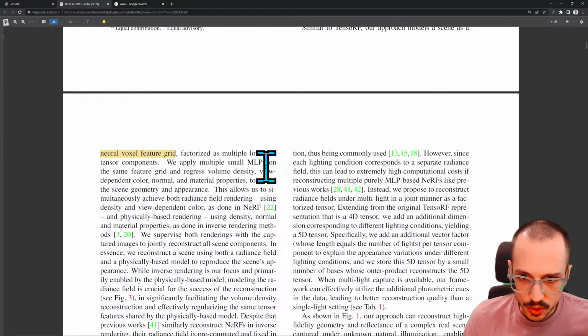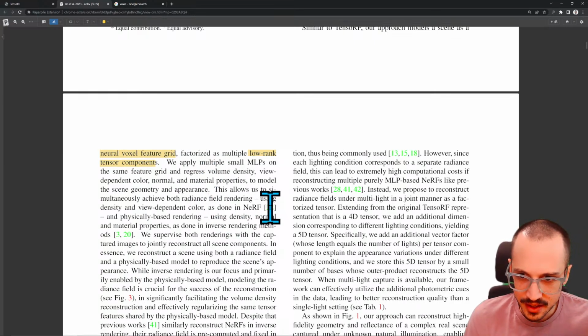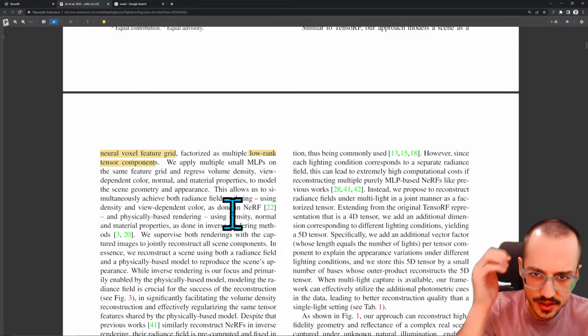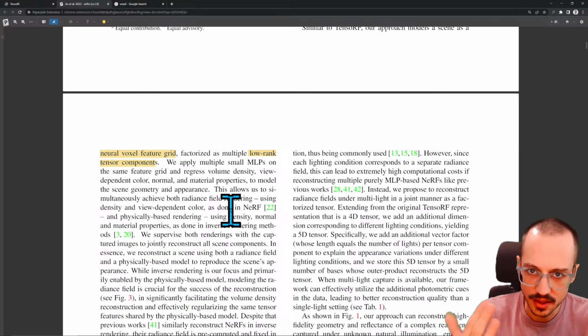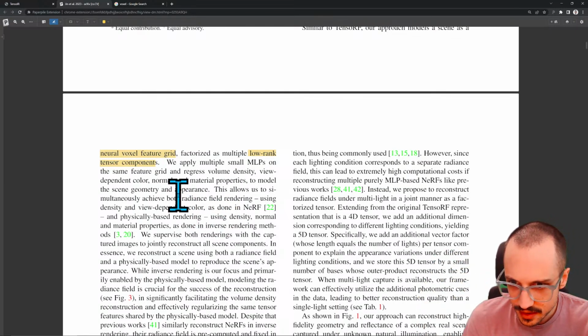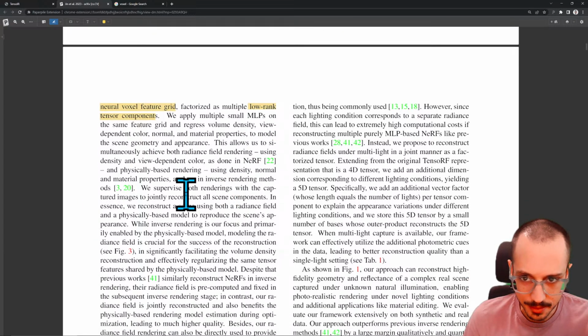Factorized as multiple low-rank tensor components. Okay, so we're starting to paint the picture here. It seems like maybe each dimension of the voxel will be a different kind of low-rank version of the output or something like that. I'm not sure. Let's keep reading. They'll for sure describe this in more detail.